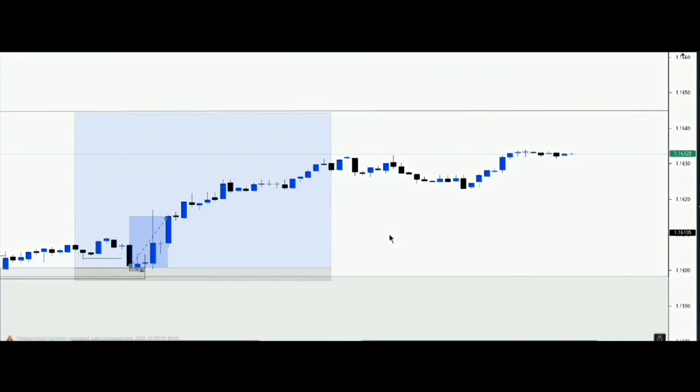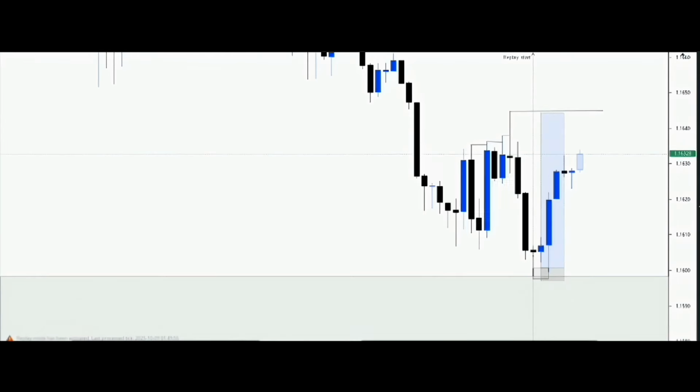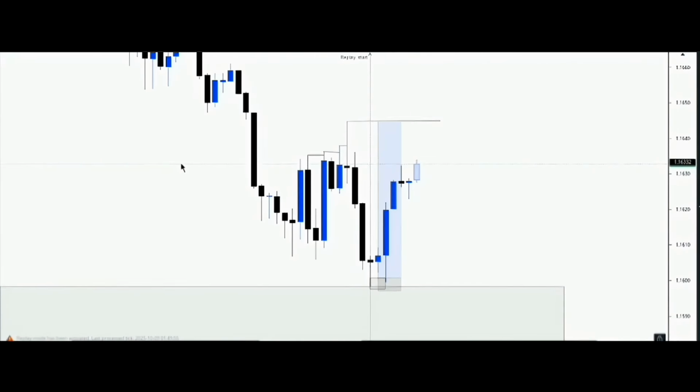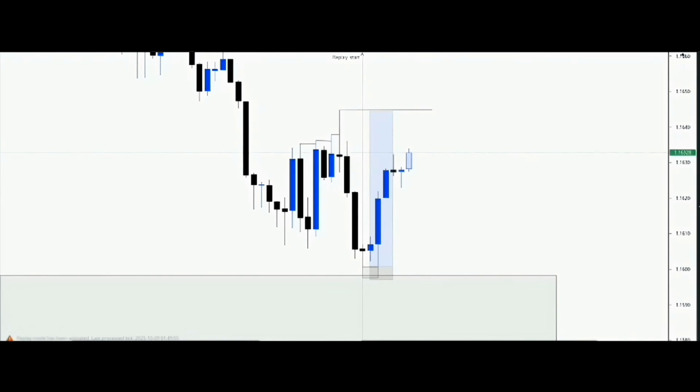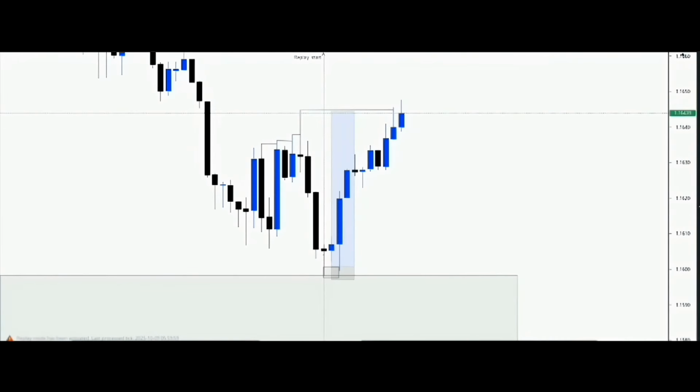Now remember, this is 5M, so it's going to take some time for it to get there. But let's move to the 1H and make it a bit faster. Boom. Can you see that? Look at it here. Price hit our TP.